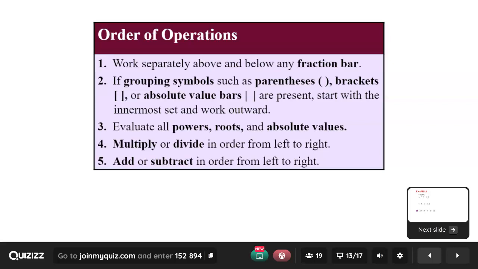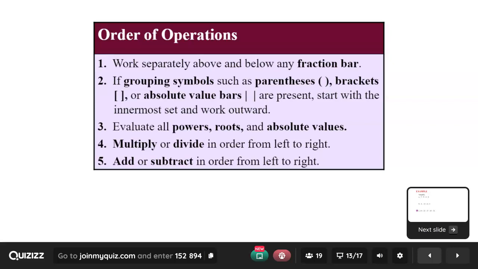So, order of operations tells us specifically how we should approach different problems. Always start with your grouping: parentheses, brackets, absolute value. If you have operations inside of a radical symbol, any type of grouping needs to be evaluated first. And inside those groupings, you do your powers, your roots, your absolute values. Once those are evaluated, then you go to multiplication, division.